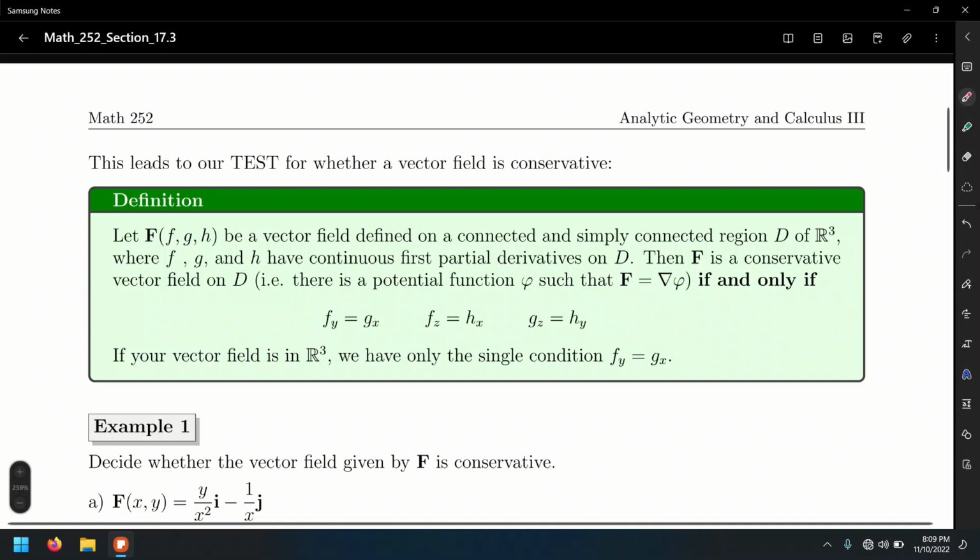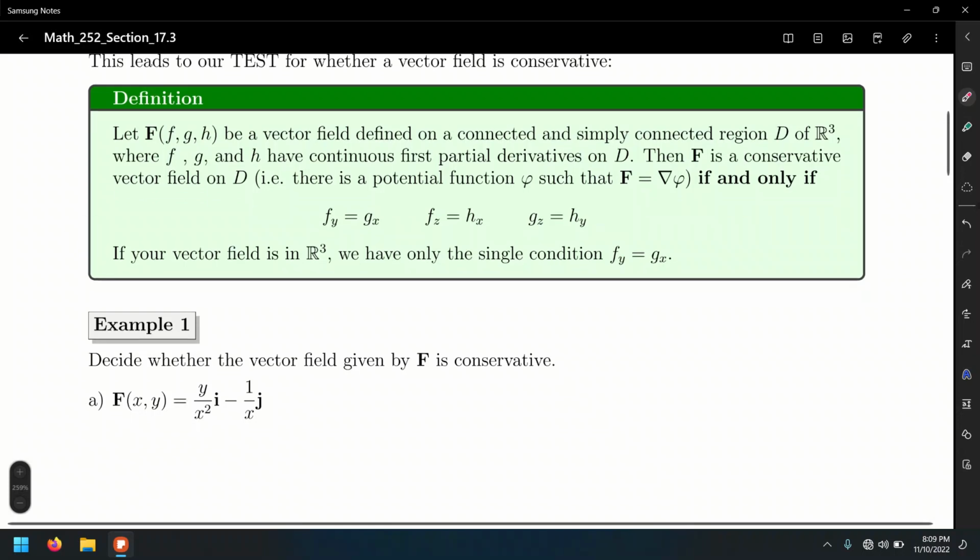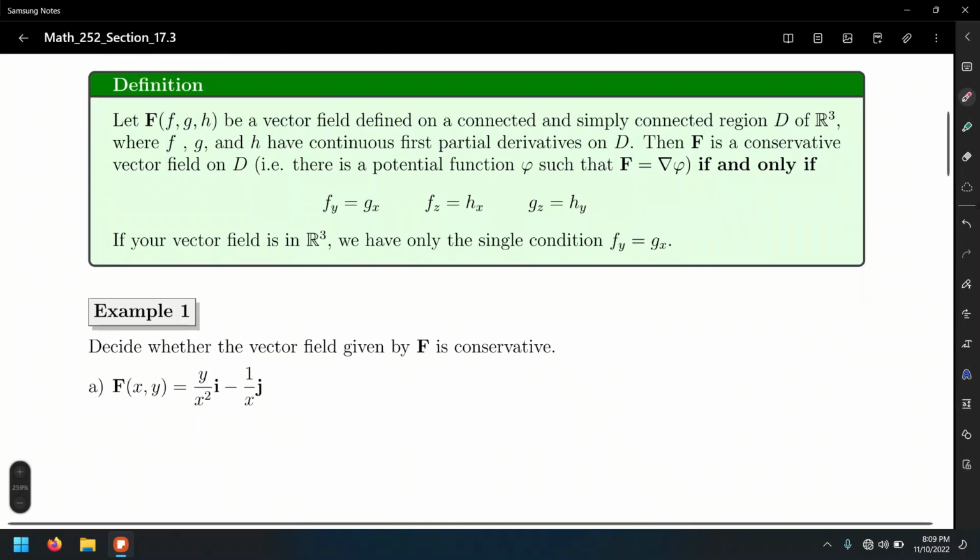So when we're working with a vector field that contains three components, we're working in 3D, yes, we have to take 6 partial derivatives and make sure these three pairs are equal. But otherwise, if our vector field is only in R, there's a little typo here, that should be R2, we have to check only one condition, that is the partial derivative of f with respect to y is equal to the partial derivative of g with respect to x.